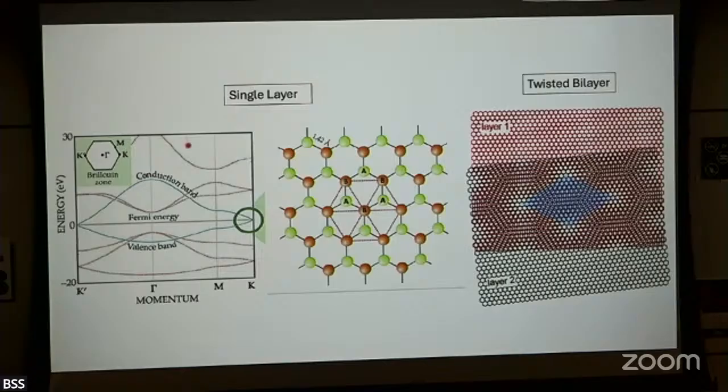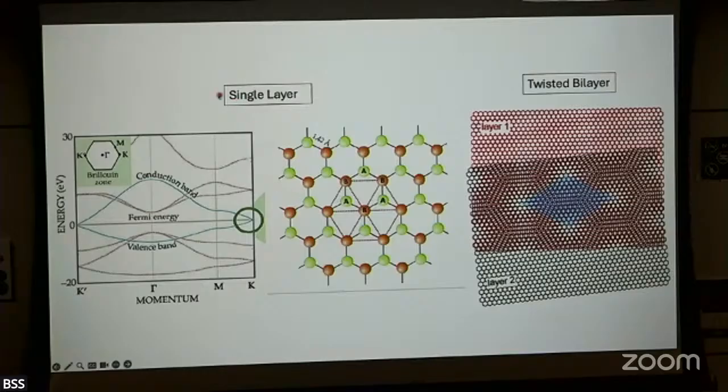And still moderately wide are these blue so-called pi bands. So these are formed from the p orbitals, the pz orbitals, that are oriented perpendicular to the graphene plane. And there's one, of course, one of these orbitals per each carbon atom.